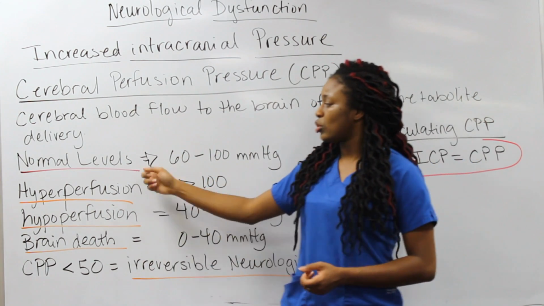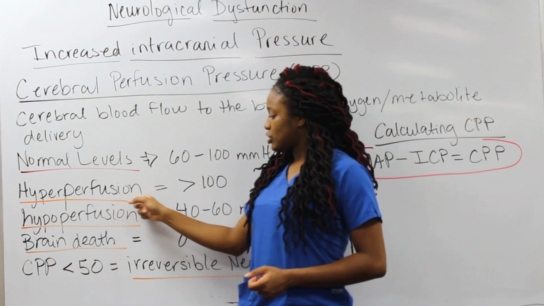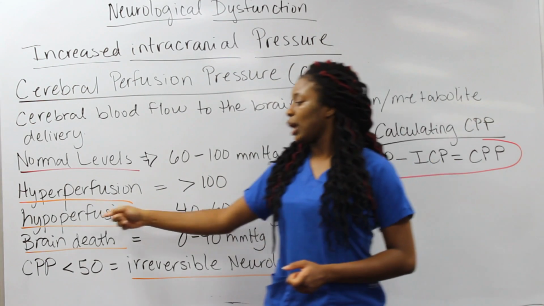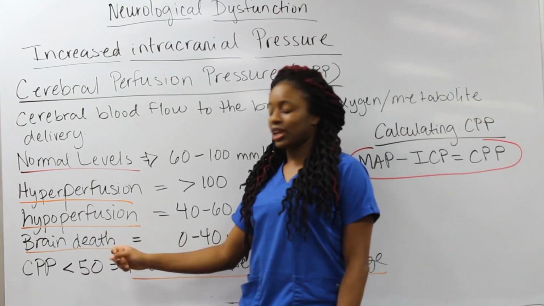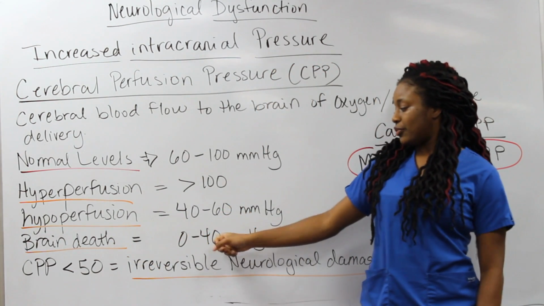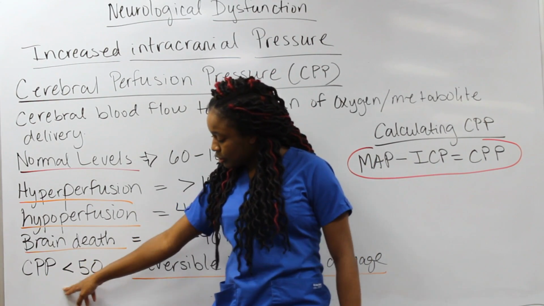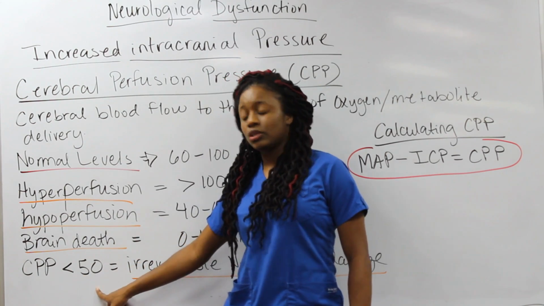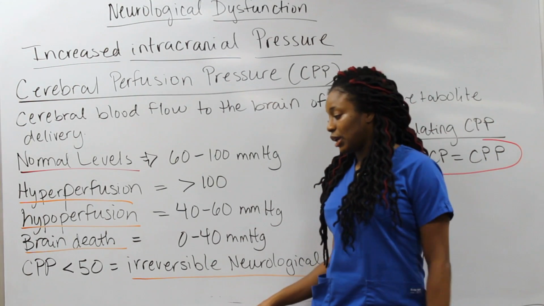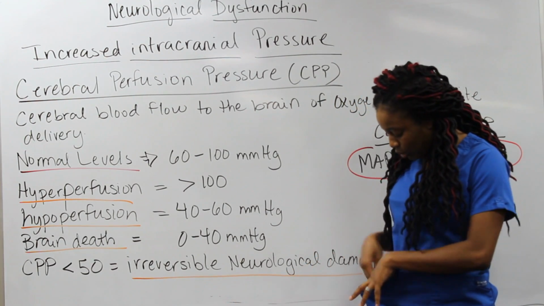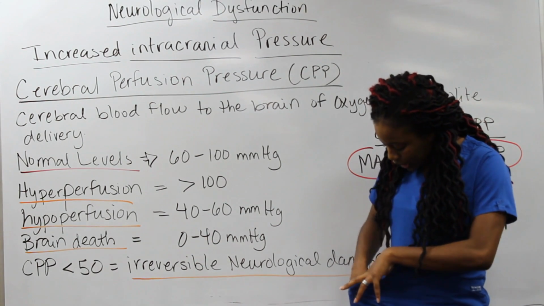So now you have normal levels, and normal level is pretty much 60 to 100. Hyperperfusion is anything greater than 100. Hypoperfusion is within 40 to 60. And then you have brain death, which is 0 to 40. And as you can see here, a cerebral perfusion pressure that is less than 50 is irreversible neurological damage. So the goal of the game is pretty much you want to maintain around 70 to 80, according to Brunner and Suddarth. You want to keep between 70 and 80.